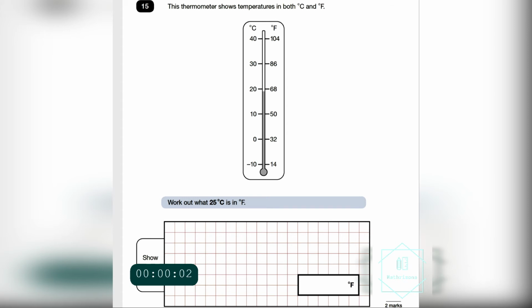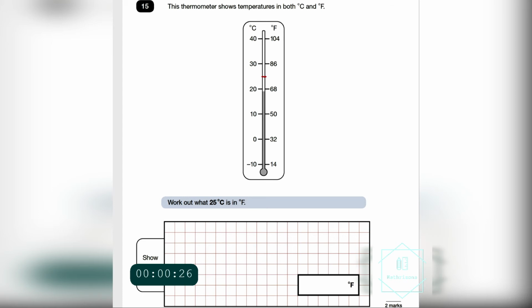Okay, in this question we are saying this thermometer shows temperature in both degrees centigrade and degrees Fahrenheit. That's our scale. Okay, and work out what 25 degrees centigrade is in Fahrenheit. So in this, first we'll see where 25 will be. So here, this is 30, this is 20, so 25 will be somewhere here.